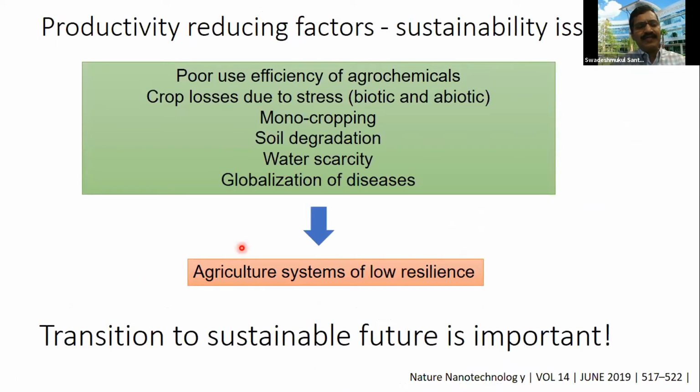Now, having said that, what are the things that are limiting our ability to produce food crops in a sustainable manner? Use efficiency of agrochemicals is one thing, and then losses due to biotic and abiotic stresses. Monocropping, soil degradation, and water scarcity are the contributing factors. And then globalization of diseases like pandemics. We have many pandemics in agriculture too. I'm going to talk about one of those today.